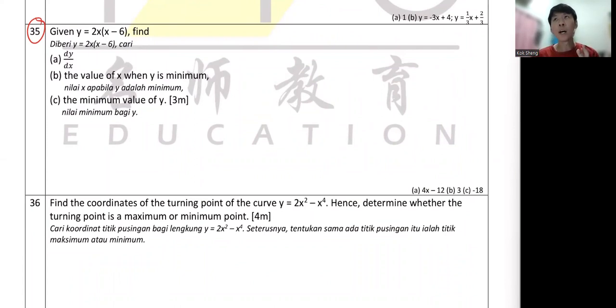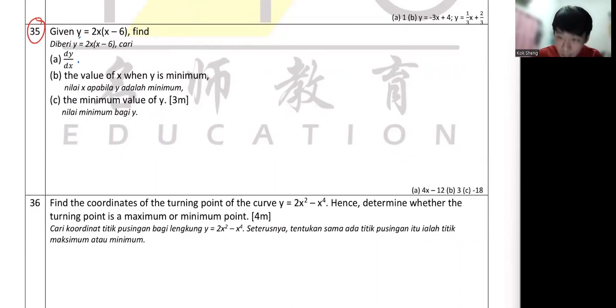Okay, so now the tangent normal is over already. But then the 35 here, you can see the word minimum, correct? Remember just now we did one question about the minimum point. So actually it's the same concept again, but the MT, the gradient of tangent, is already given to you based on the word minimum. Okay, so let's see 35. Given y equals 2x bracket x minus 6. Just given you one equation here.